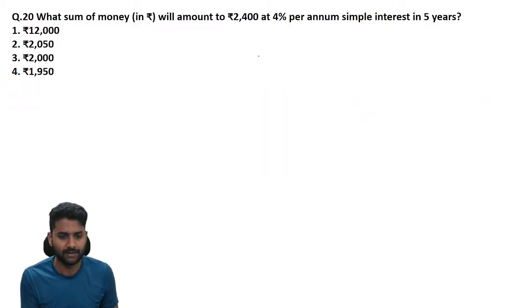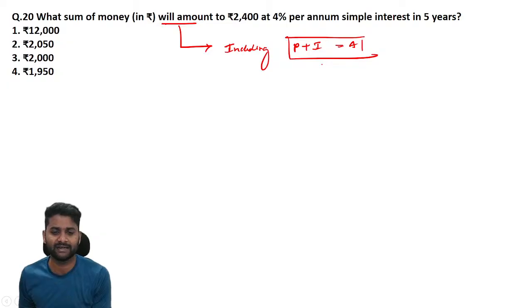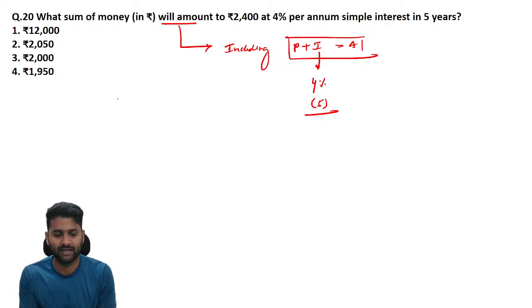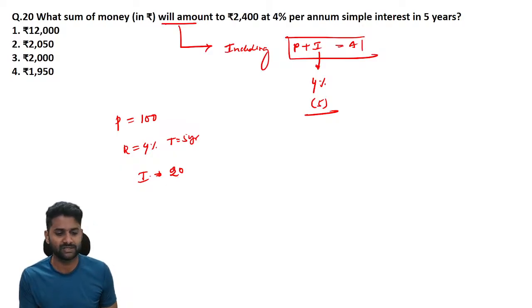Next. See, what is the sum of money? The amount, guys, amount means it is always including principal and interest. See, amount is always including principal and interest. So here interest is 4% for 5 years. Let us take 100 rupees, the rate of interest is 4%, tenure is 5 years. So how much interest should I pay? 20 rupees. For 100 rupees I have to pay 20 rupees interest.